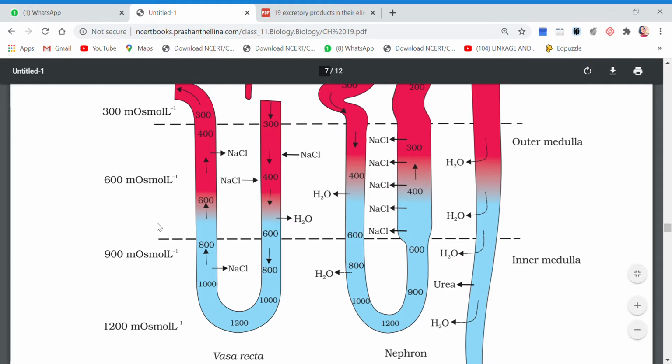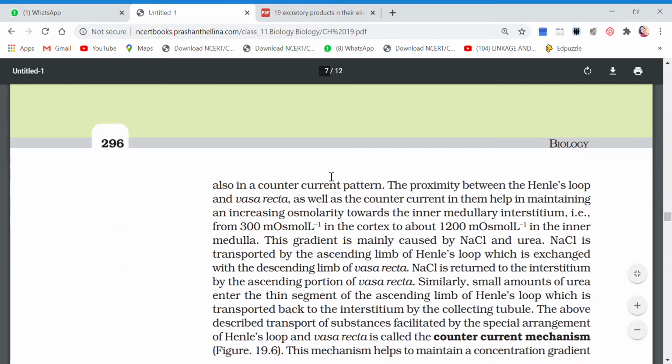Now in the vasa recta, what is the fluid which is flowing? Vasa recta is a blood vessel, so it has blood inside it, and you see the direction of the blood here in the vasa recta is also opposite. In this limb, you can see the direction is downwards, but in this limb the direction is upward. So that means a counter current is also created in the vasa recta, right? The counter current which was in the limbs of the Henle's loop, the same counter current has been created in the limbs of the vasa recta also, right? So this was where we were.